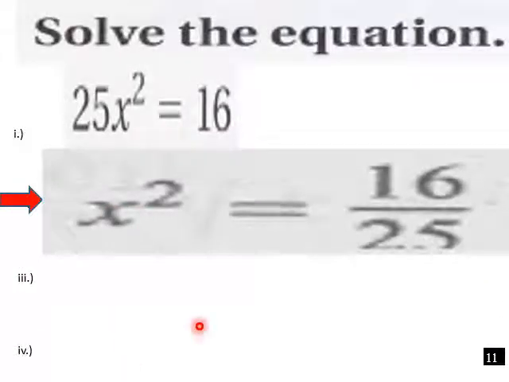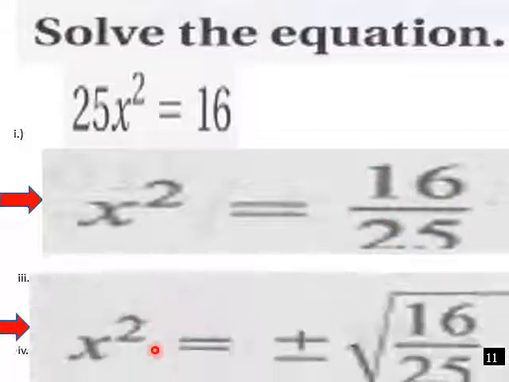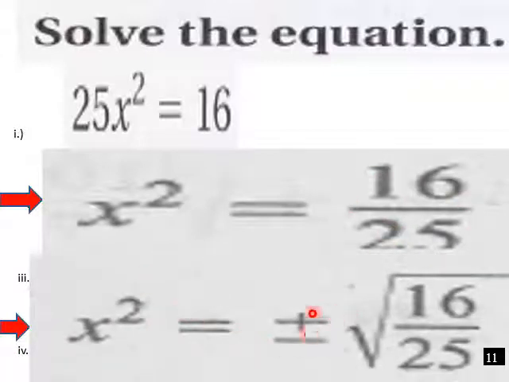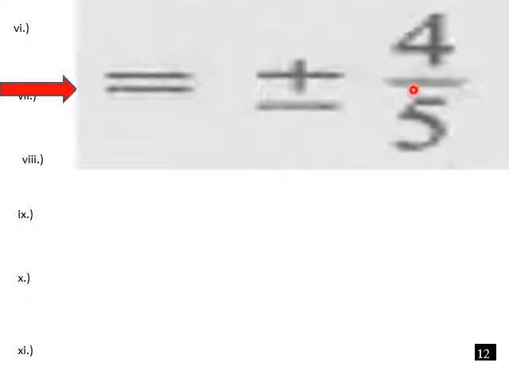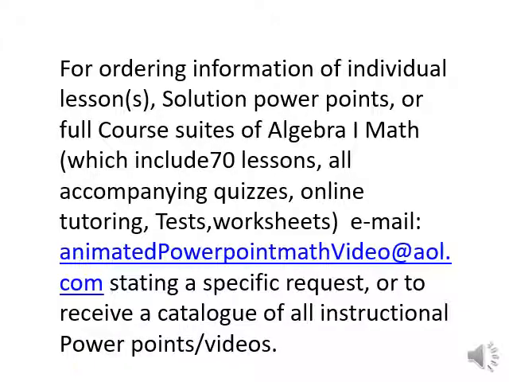Okay, solve this equation, divide through by 25, both sides. We get this situation here. Then we take the square root of both sides, plus or minus radical 16 over 25. And then when we take radical 16 and radical 25, we get plus or minus 4 over 5.